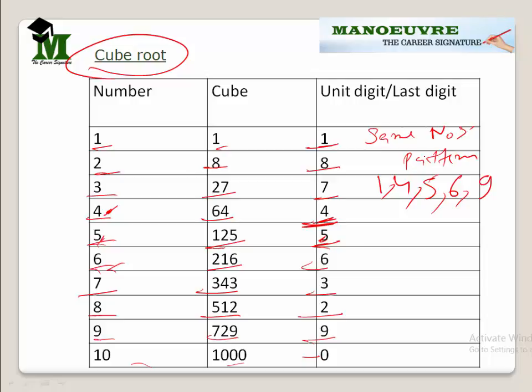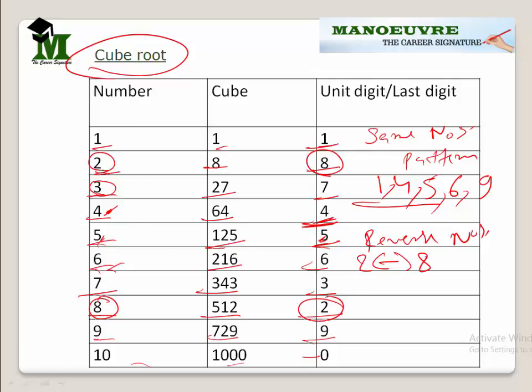So same number pattern, I mean to say, if you find out the cube of that number, you will get the same number. And next is a reverse number. I mean to say, if you find out 2 cube, you will get 8, and if you find out 8 cube, you will get 2. So this gets reversed, 2 and 8.